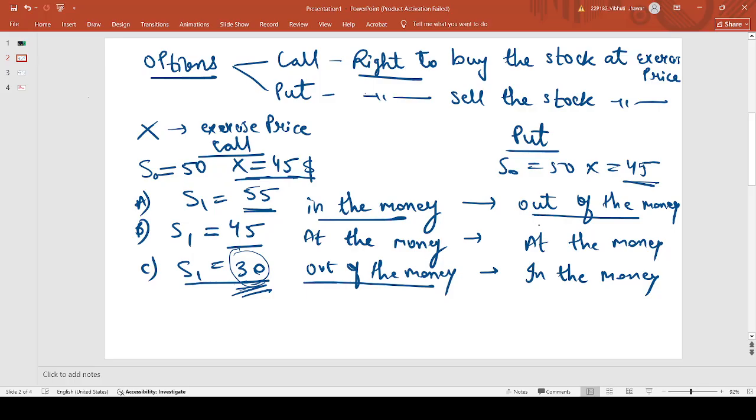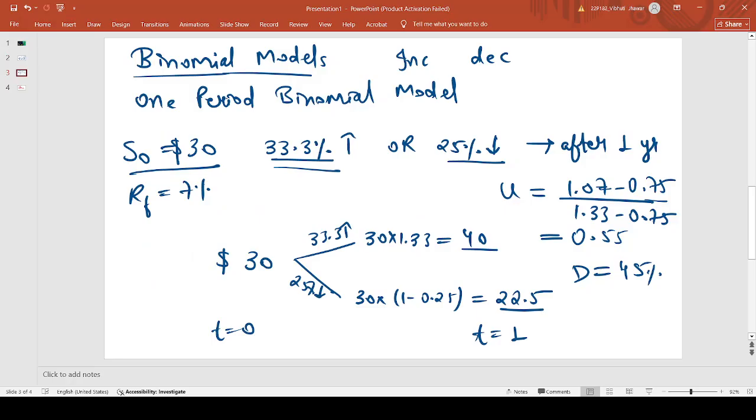At 45 you are indifferent, it becomes at the money. At 30, if the market price is 30, you would want to sell it at 45 because that is a higher price obviously, and therefore it becomes in the money. These were the basics. Now moving on to the chapter.